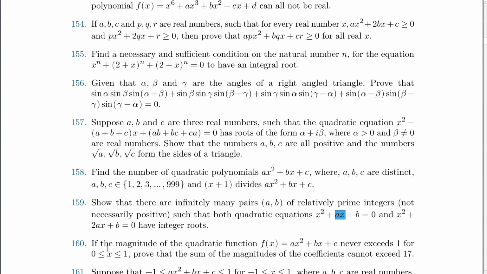Question 160 says that if the magnitude of the quadratic function f of x is equal to ax square plus bx plus c never exceeds 1 for x in between 0 and 1, prove that the sum of magnitudes of the coefficients cannot exceed 17.